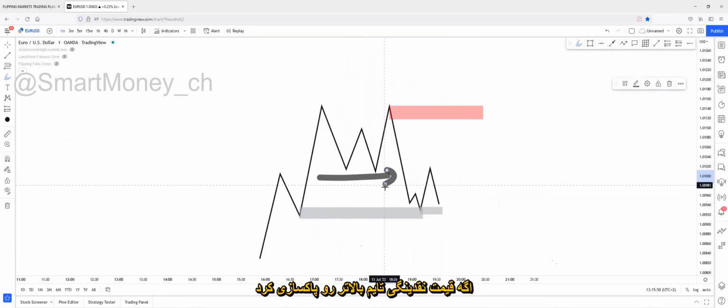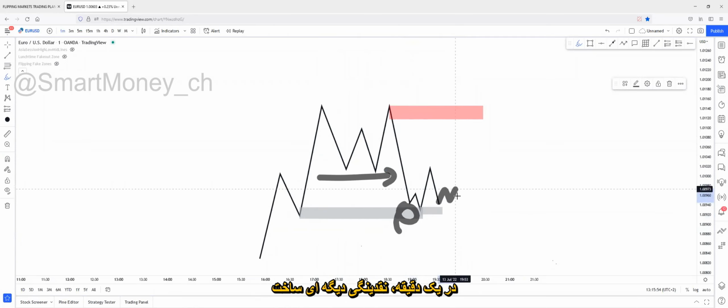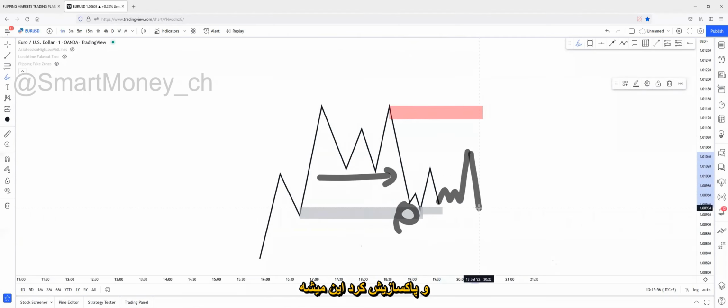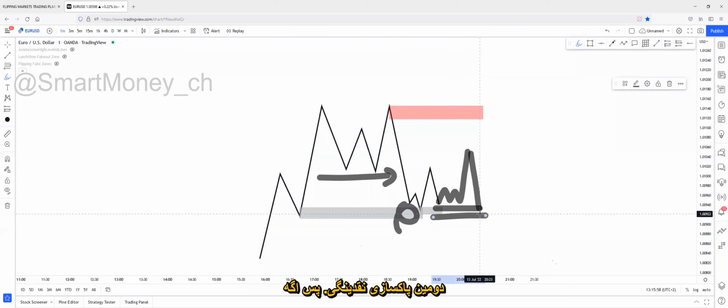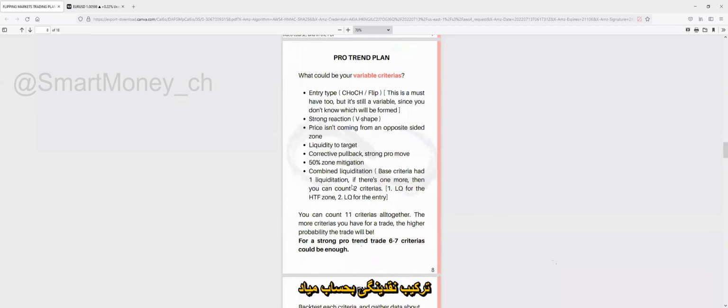So if price sweeps liquidity into the higher time frame zone, that will be one liquidation, and if price creates liquidity for the 1-minute character changing zone and sweeps this liquidity, that will be the second liquidation. So if you can see both of the liquidations on your screen, that will be a combined criteria, and that will be worth two criteria.